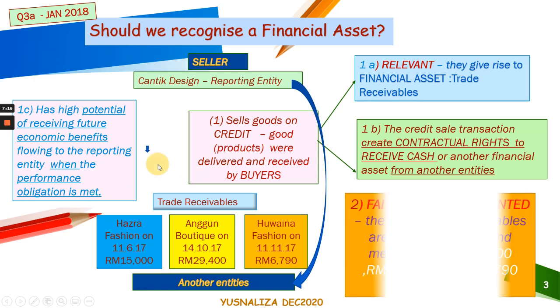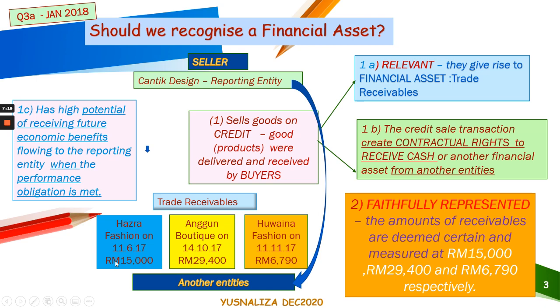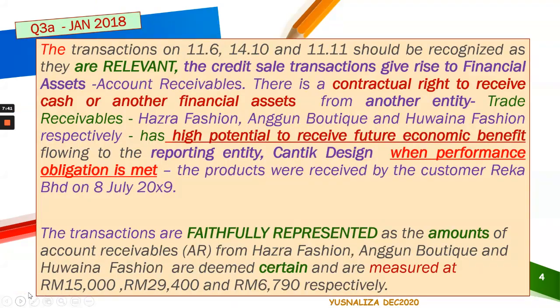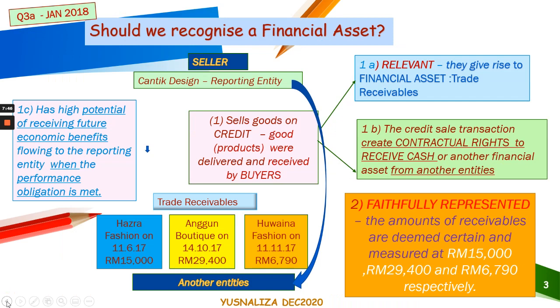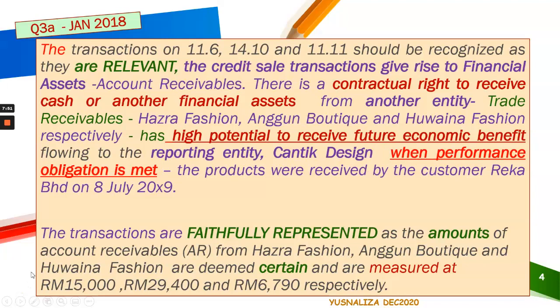That has been met. And that amount of 15,000, 29,400, and 6,790 are deemed to be certain and measured at the respective amount, and that is what we meant by faithfully represented. So this one is related to the conceptual framework recognition criteria for asset in the revised framework. Next, the previous slide is not the answer, but was some kind of planning for you to understand. This is the answer.